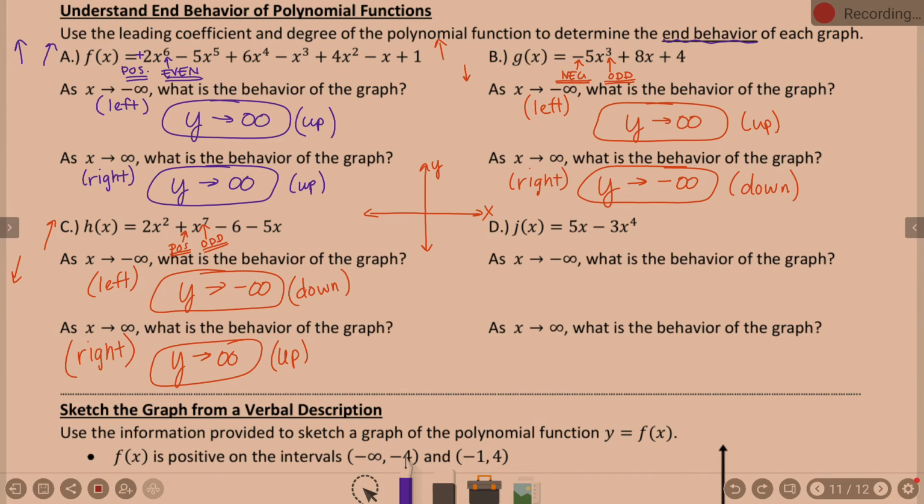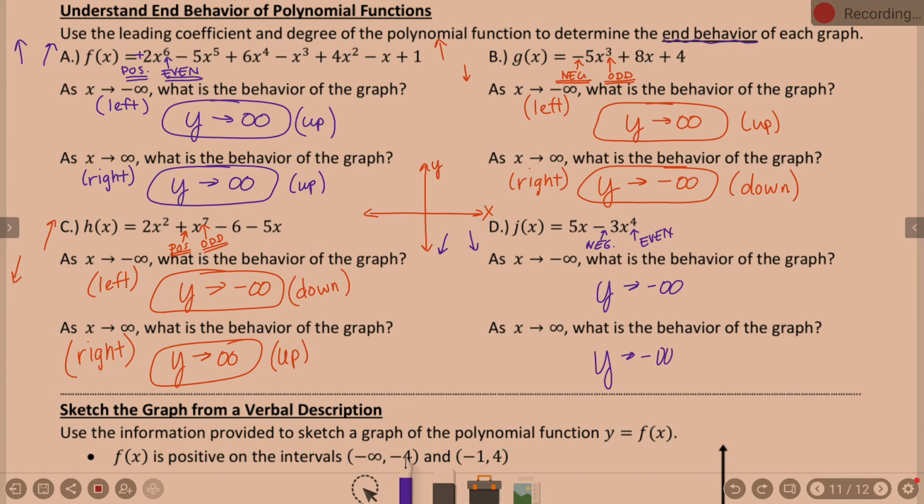Okay, example D. J of x, 5x minus 3x to the fourth. What matters? The highest power. So it is even and negative. Even is like a parabola. Negative is like an upside down parabola. So, where are both sides of my graph going? Both going down. So what are both of these answers? Y approaches negative infinity in both cases.